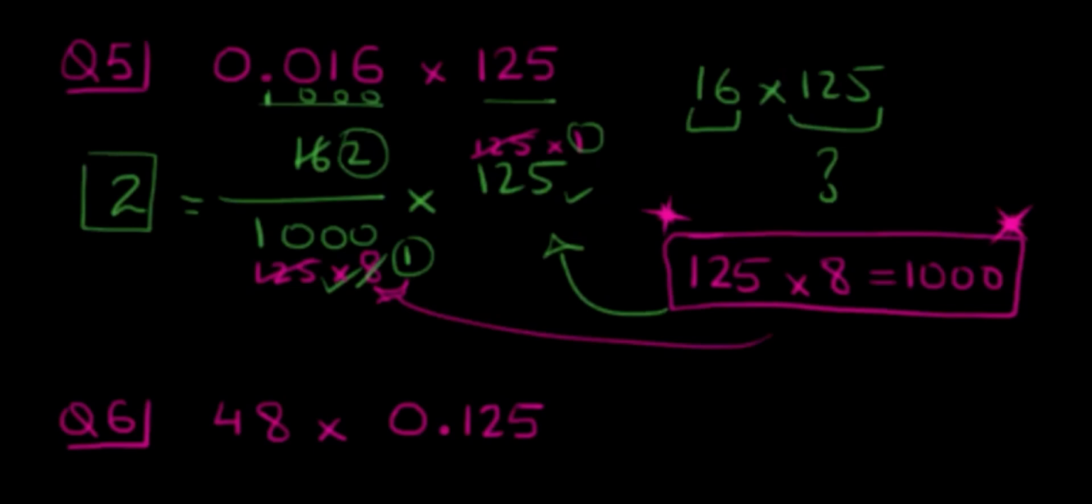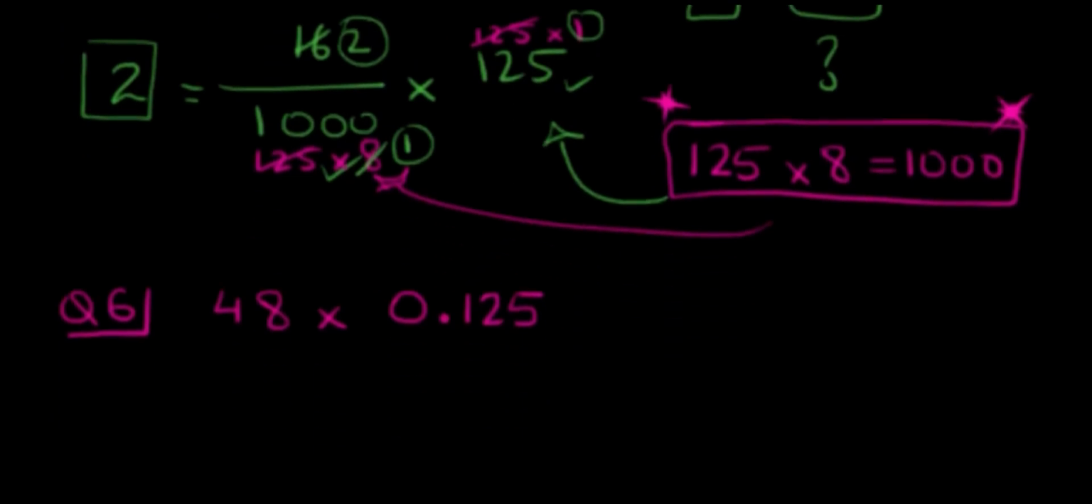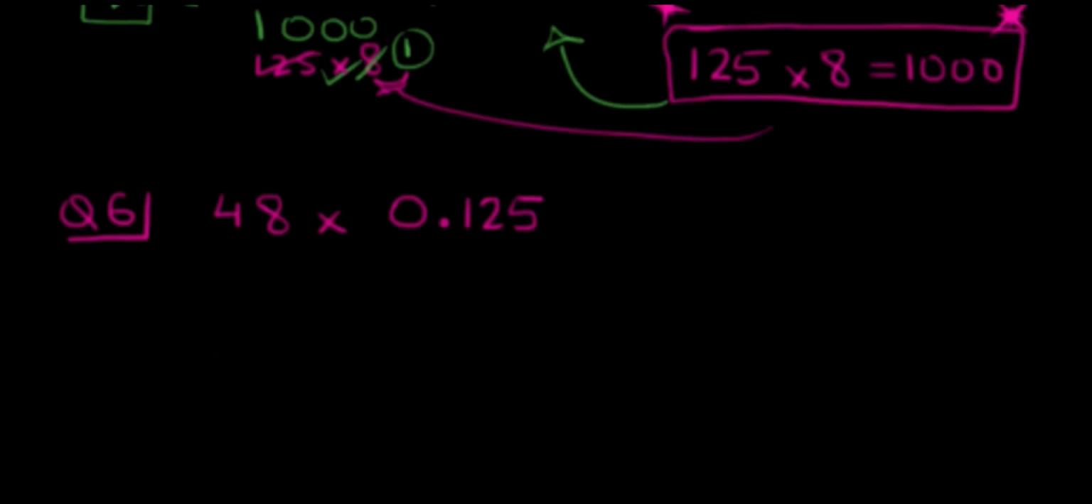Okay? The next question, it's okay if you didn't get the hang of it. Maybe you can go back and go through this explanation again. Or if you take a look at the next question, it has a similar concept. Because if I try and multiply 48 by 125, that's huge. I would not go down that path.